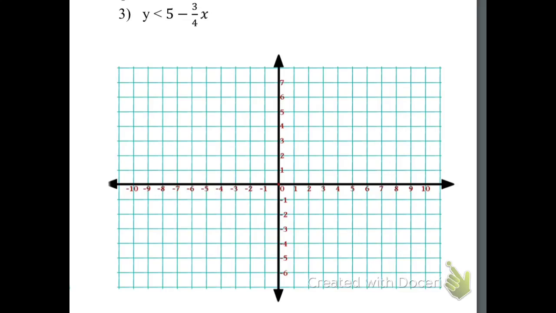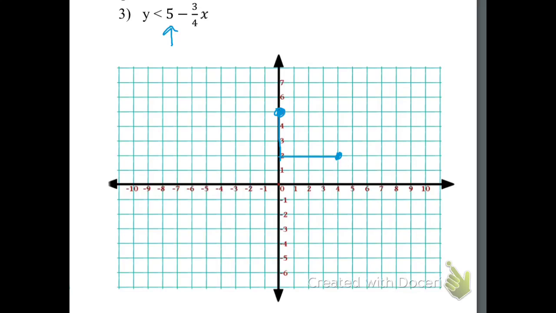Alright, so we got our next one. Once again, graph it like it's a normal graph. You're going to start with your y-intercept, which is this 5. So go to 5. And you need to use your slope, the negative 3/4, to get other points. Negative 3/4 means you start from your y-intercept, and you're going to go down 3. 1, 2, 3. And you're going to go right 4. 1, 2, 3, 4. Blam! You have another point right there. Now you got 2 points.